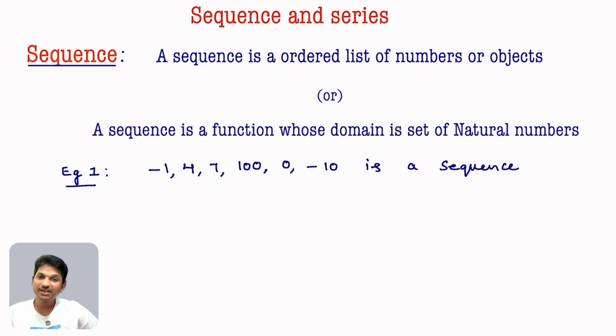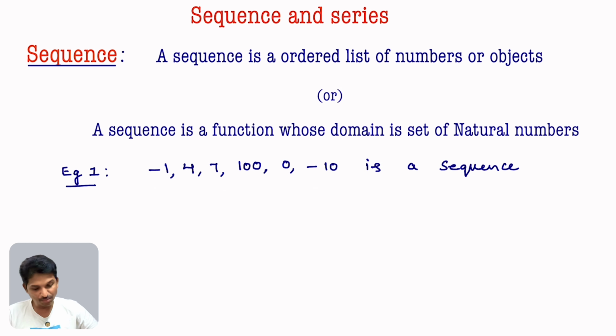What I said in the beginning, there is a bit of confusion among students. In some books, it is given like this: a sequence is a set of numbers which follows a certain pattern. You see these numbers: -1, after -1, 4 came, after 4, 7, next 100. These numbers are not following any certain pattern, but still we'll call it a sequence. It is not necessary that the numbers follow a certain pattern.